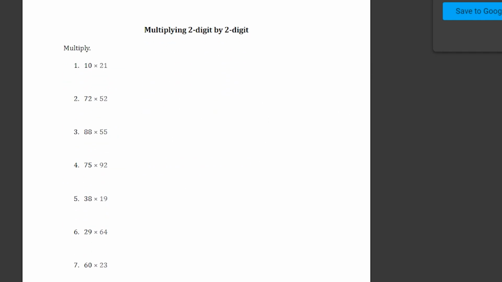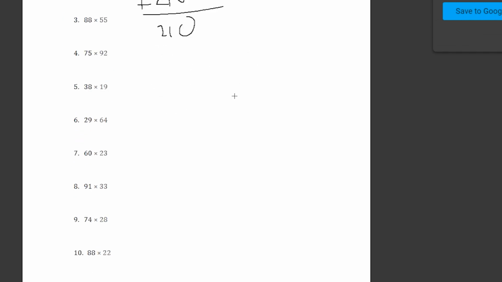Now we're going to be multiplying 2-digit by 2-digit numbers. So for number 1, we have 21 times 10. So we start from right to left, and we start with 0 times 1, which is 0. And we also have 0 times 2, which is also 0. Now we put the 0 when we go to the next row as a placeholder. And now we can do 1 times 1, which is 1, and 1 times 2, which is 2. So we're going to add these numbers up, and 210 plus 0 is 210. So for number 1, our answer is 210.